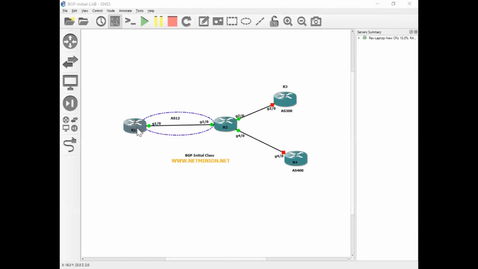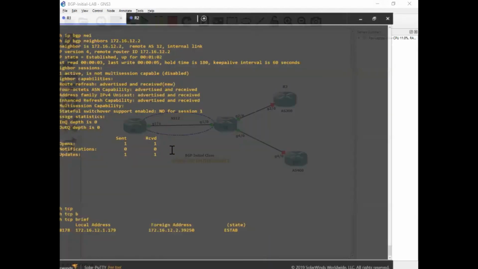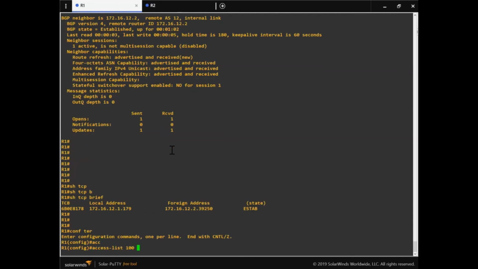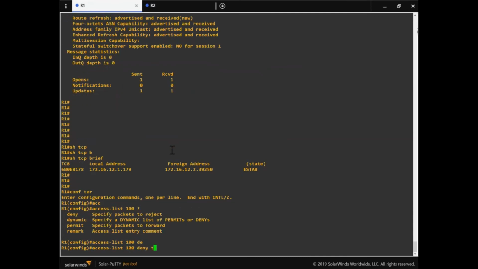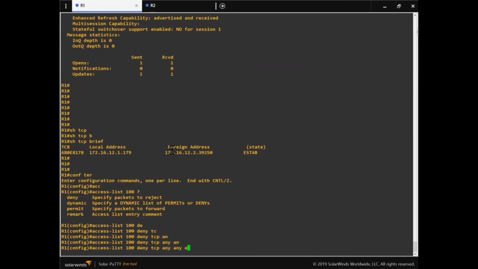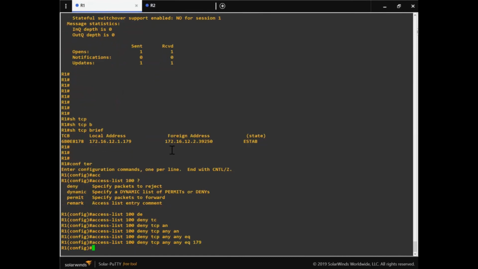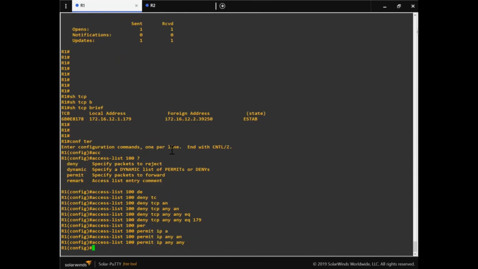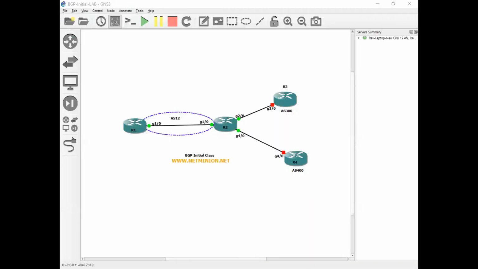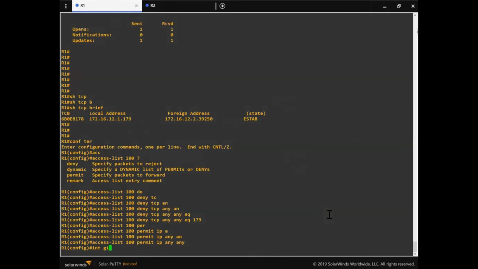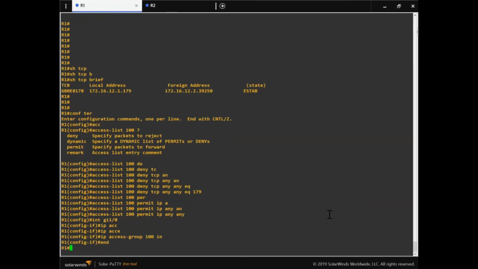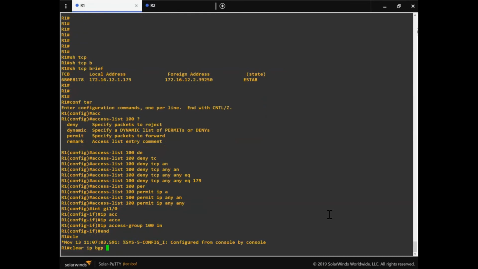So let me check. This is R1, it is Gig 1/0. I am going on R1, going to conf t. I am specifying access-list 100 deny TCP any equivalent to 179, access-list 100 permit IP any any, permitting anything else. I am going to the interface, int Gi1/0, ip access-group 100 in, and clear ip bgp * soft.